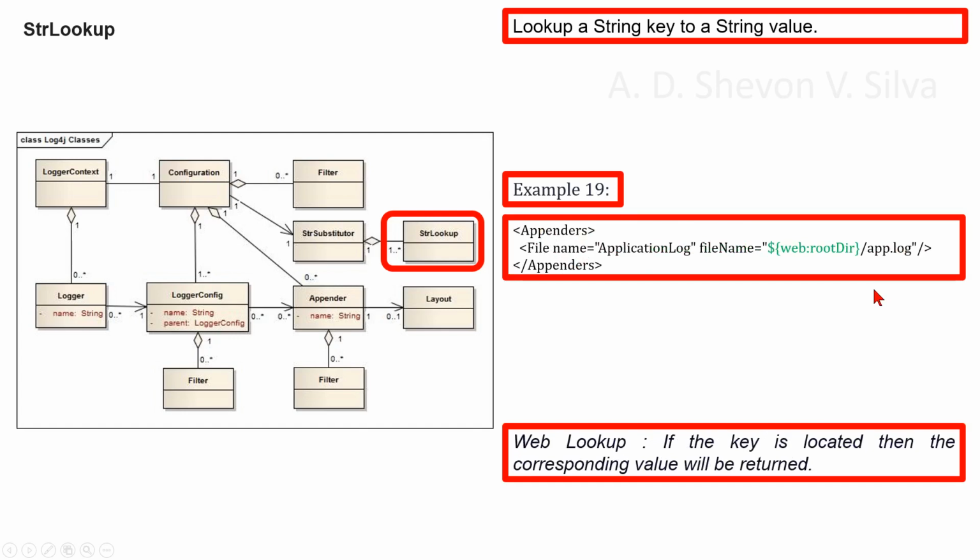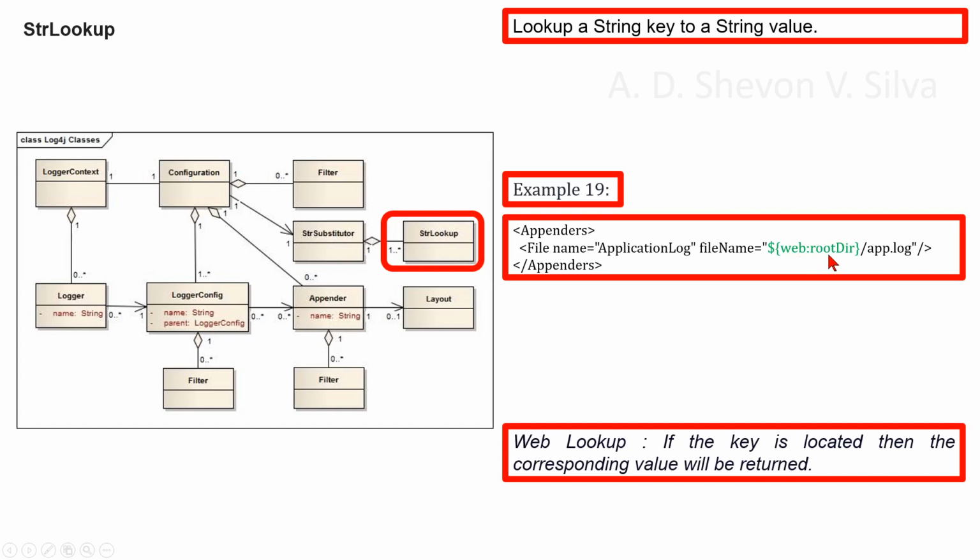Now we are considering the web lookup. If the key is located, then the corresponding value will be returned. The web lookup allows an application to retrieve variables that are associated with the servlet context. In addition to being able to retrieve various fields in the servlet context, the web lookup supports looking up variables stored as attributes or configured as initialization parameters.